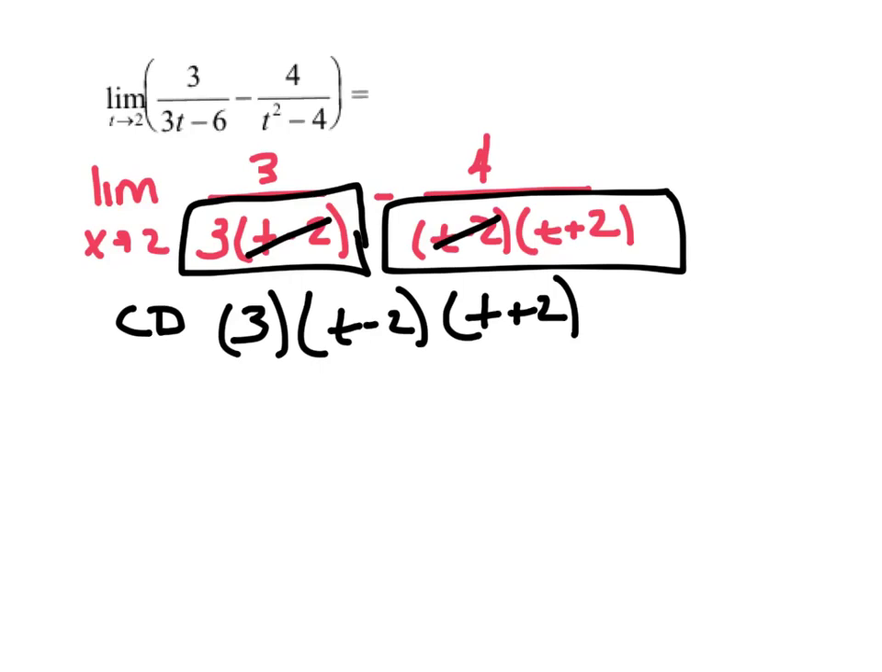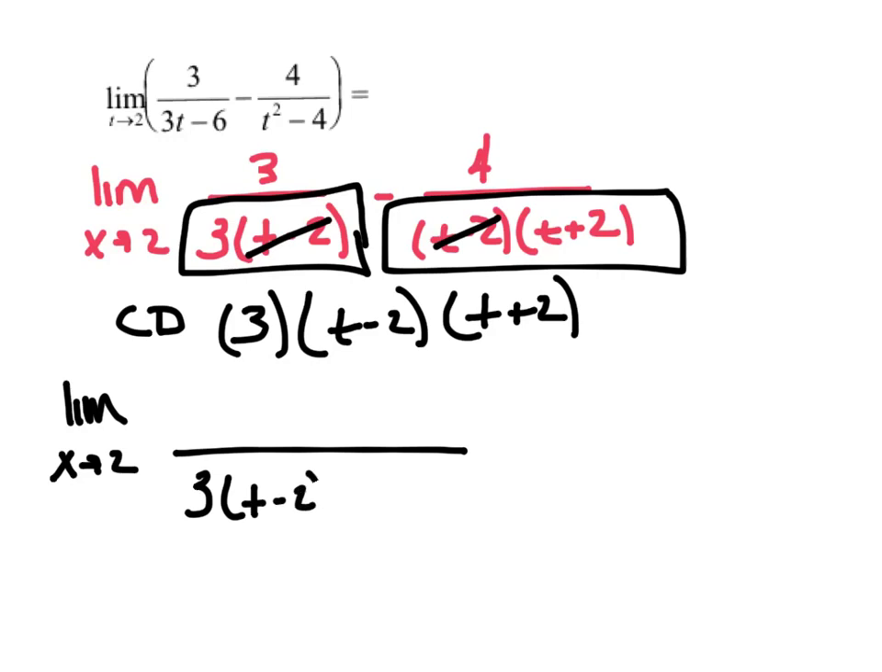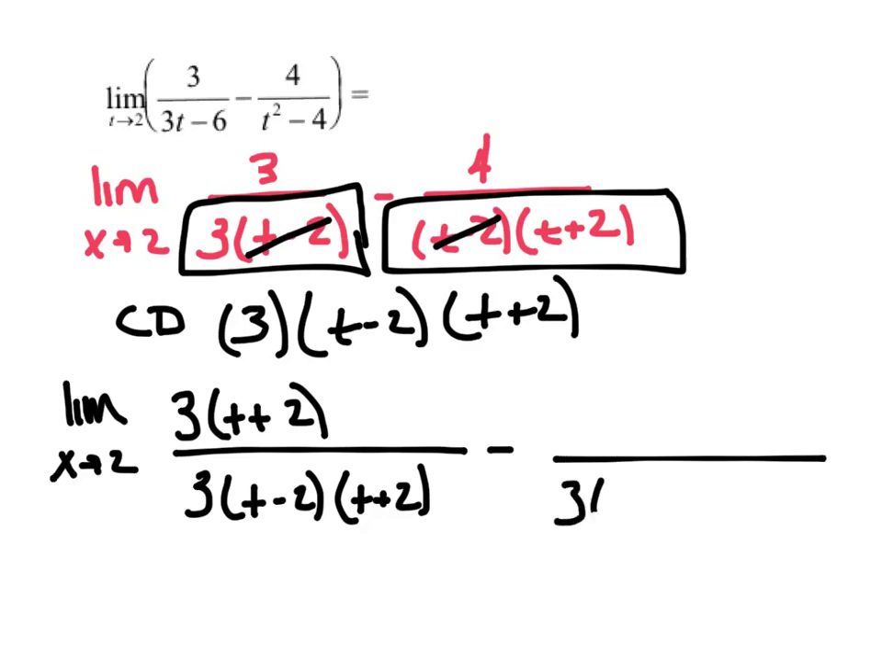Okay, so I'm going to rewrite each fraction with that common denominator. So I have the limit as x approaches 2. I'm going to say this first fraction is going to be a 3 times t minus 2 times t plus 2. And I'm going to multiply the top, it needs the t plus 2. Okay, then I have a minus sign. This denominator is my common denominator, t minus 2 and t plus 2. This had the t minus 2 and t plus 2, so it just needs the 3.